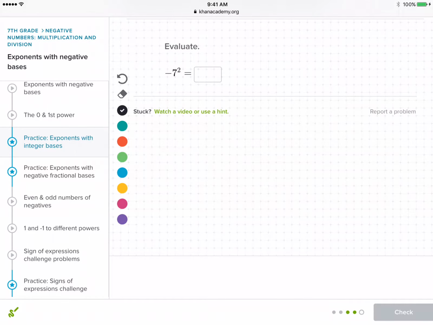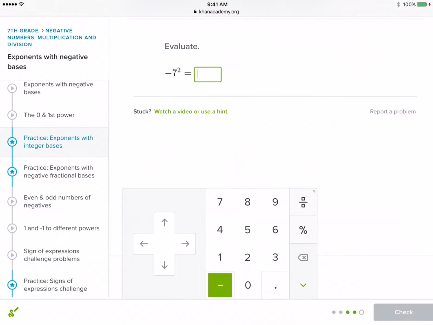Okay, another one. Let's save my negative for later. I have 2 copies of 7, so 7 times 7 is 49. Bring back my negative, and I'll have negative 49.